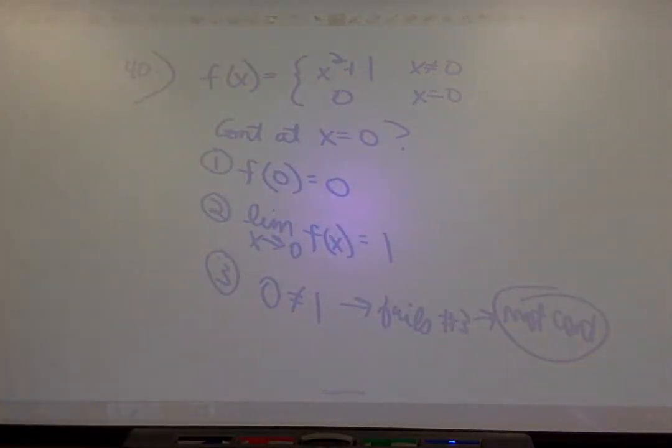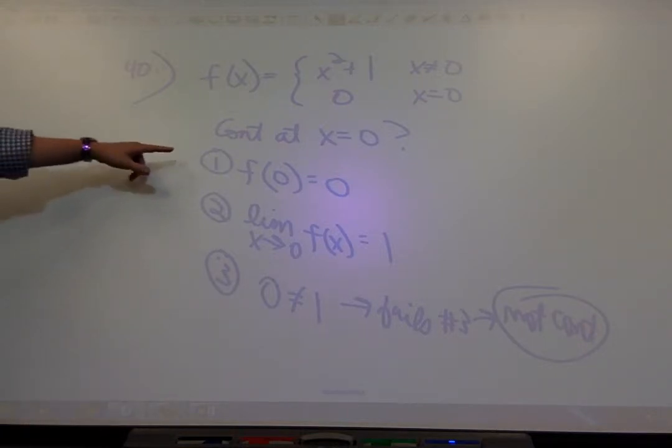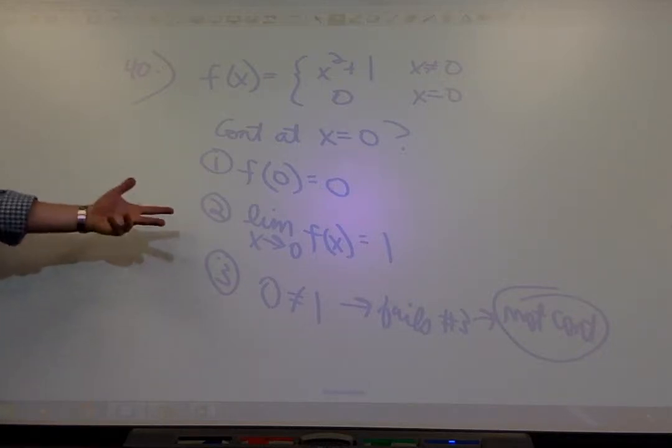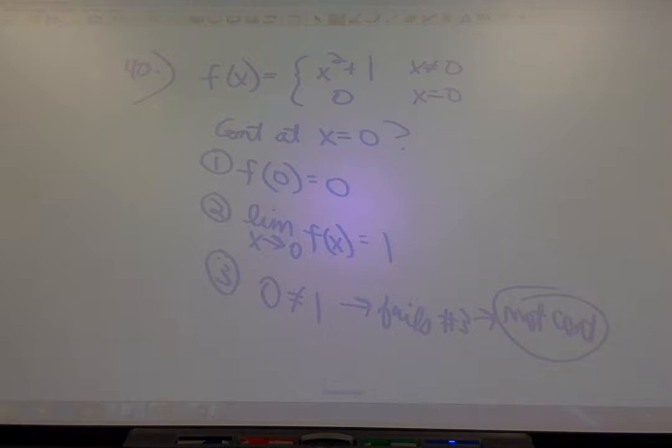Not continuous at 0. You could have looked at that graph and told me that there's an open circle with a dot below it, right? You saw there's a gap in there. You know it's not continuous, but why? Well, that existed, but they weren't equal. Condition 3 failed. Okay? That's what they're getting at here.